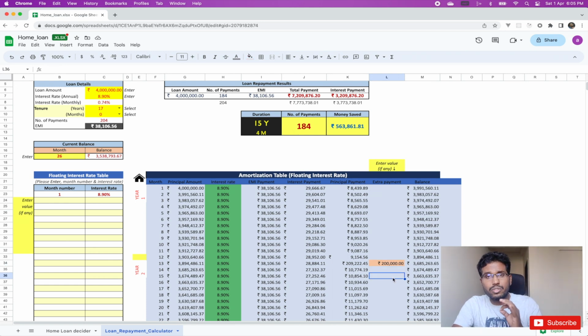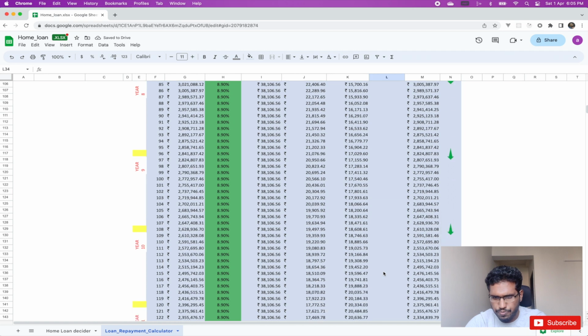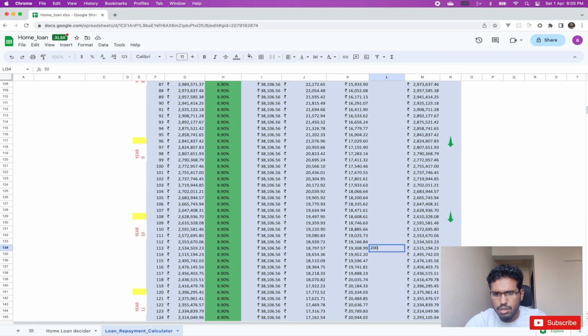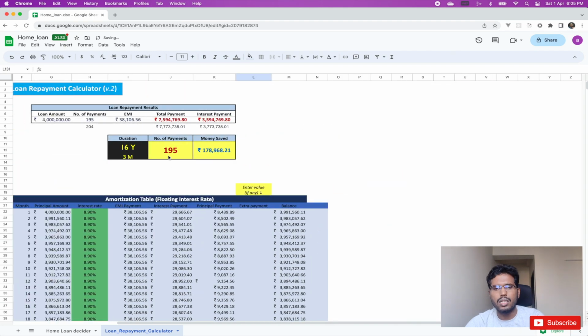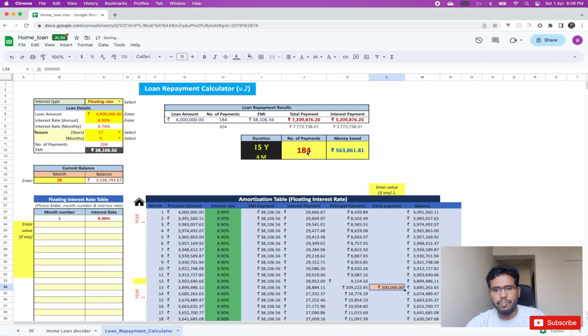But if you do this in the later stage, it will not have a big impact. For example, if I do it maybe in the 10th year, your tenure gets reduced only by 9 months, whereas here your tenure reduced by 20 months. So that's the difference. That's what I said: all the prepayments you have to do in the initial tenure of the loan, so that there'll be a maximum effect on your tenure of the loan.